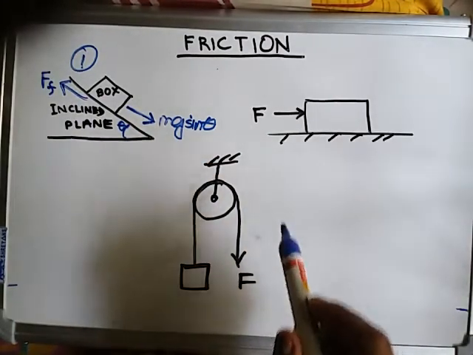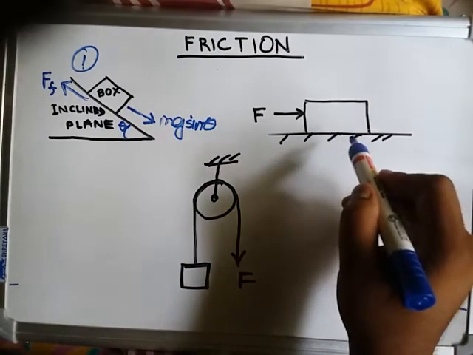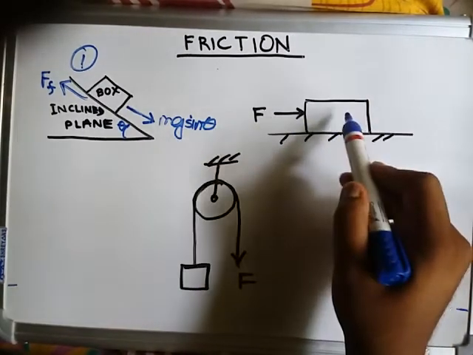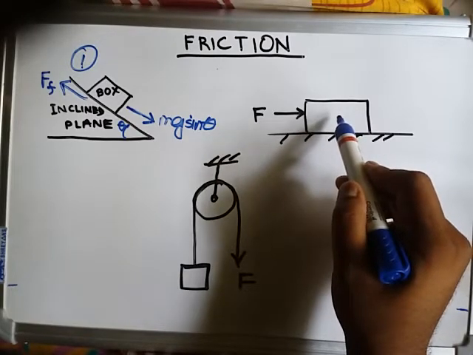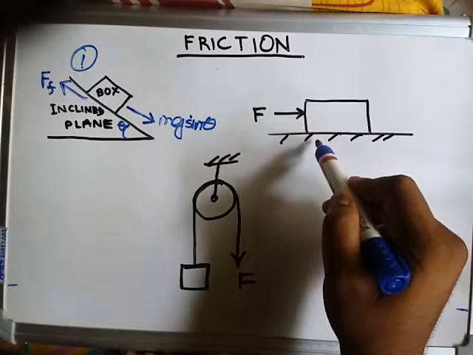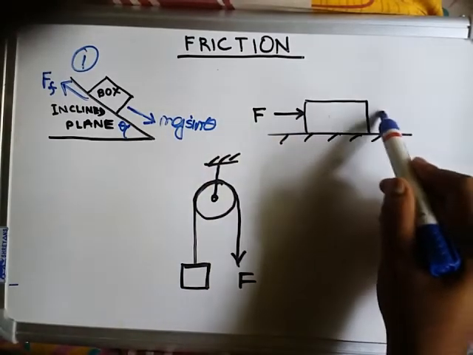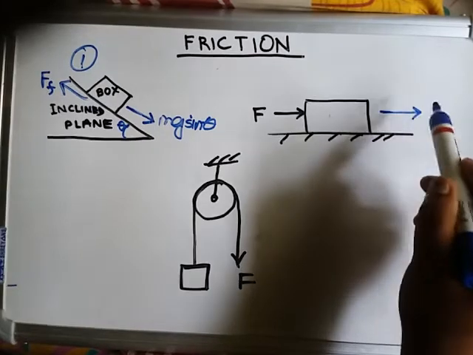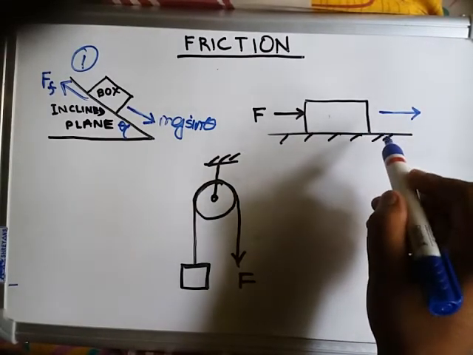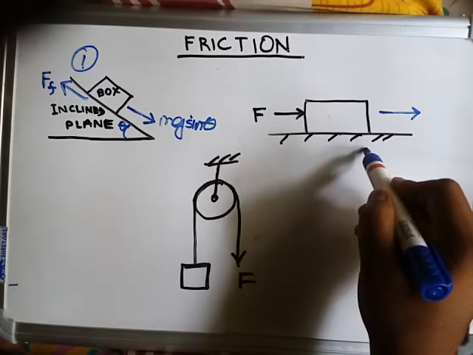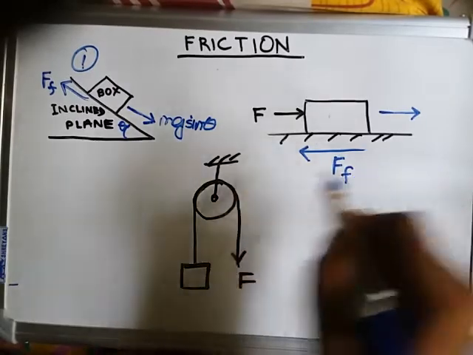Again we come to this box lying on a rough plane. Now when we apply a force, the box is trying to have a relative motion between the surface and itself. So it is trying to move in this direction, and hence the friction should be directed opposite to the tendency of motion. So the friction is on this side, F friction.